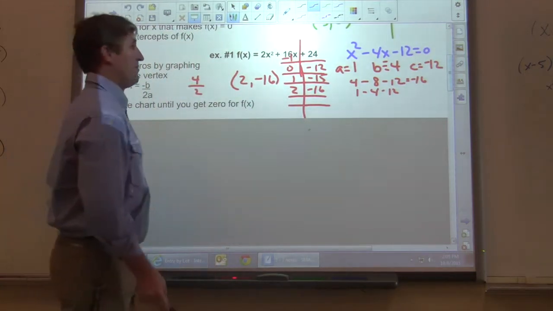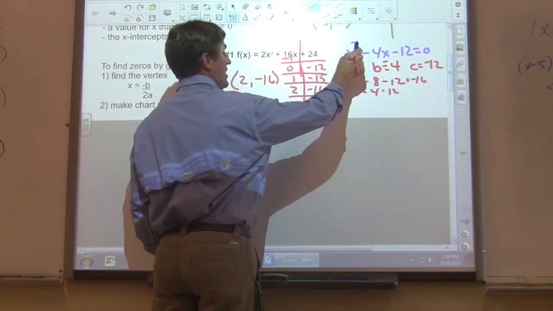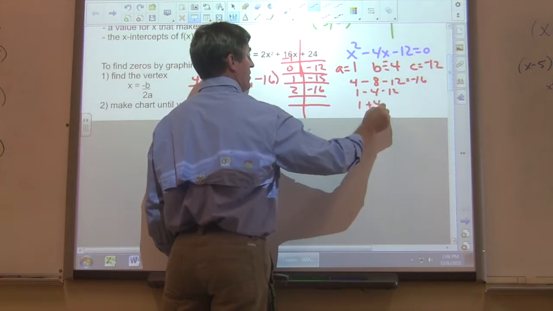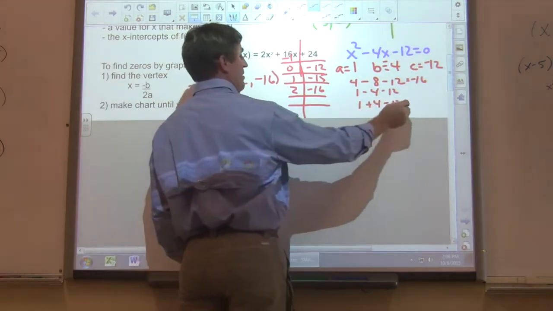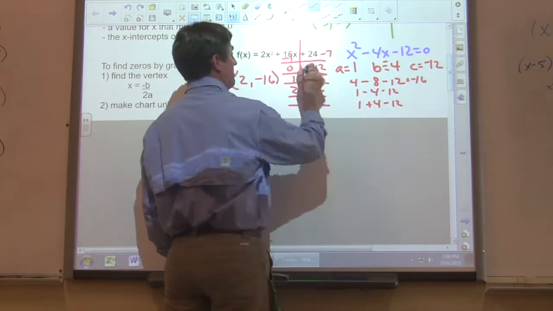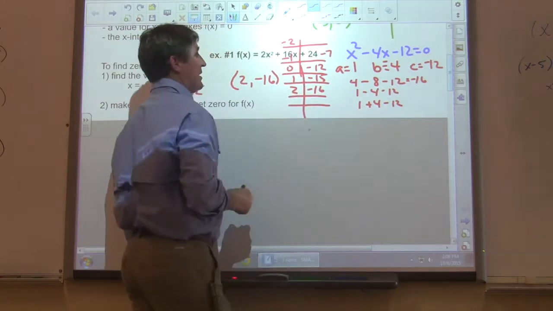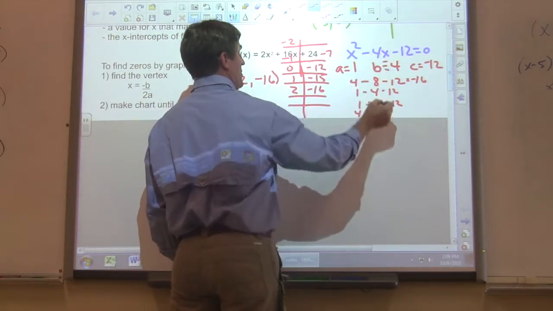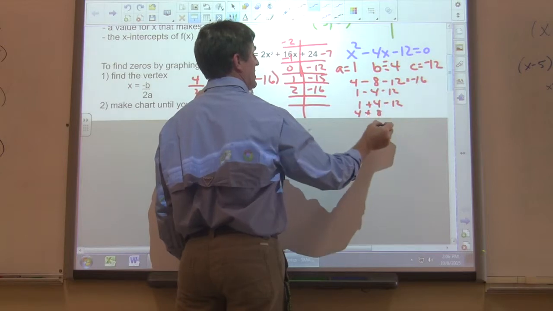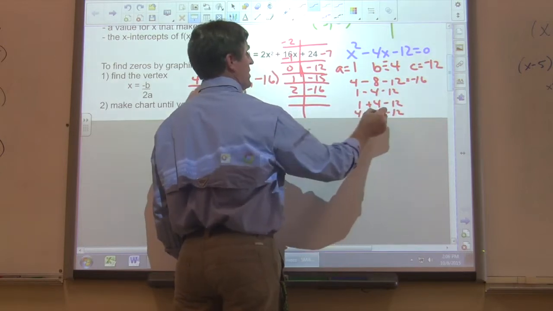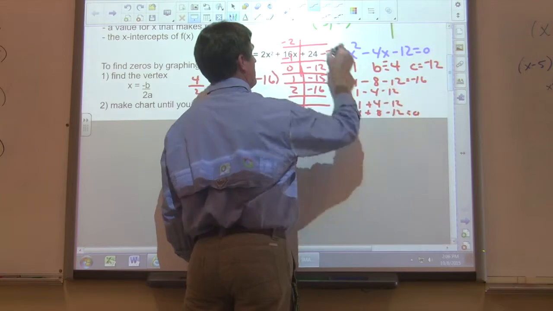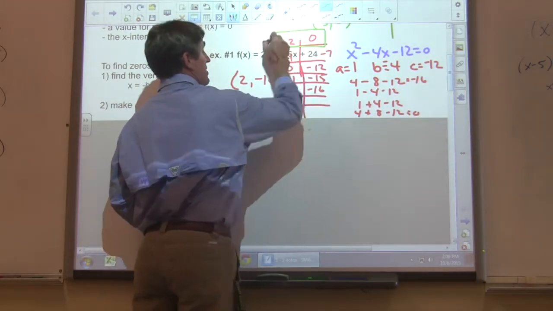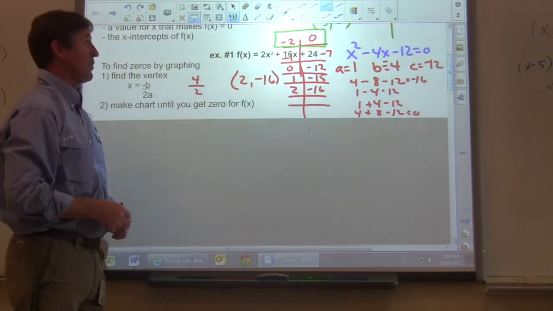So we plug in negative 1. Negative 1 squared is 1. Negative 4 times negative 1 is a positive 4, minus 12. So 1 plus 4 is 5, minus 12 would be a negative 7. Continue on. Negative 2. Negative 2 squared is 4. Negative 4 times negative 2 is 8. 4 plus 8 is 12, minus 12 is 0. And so we found one of our answers. One of our answers is -2, because we get 0 there.